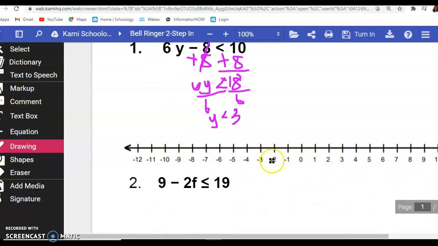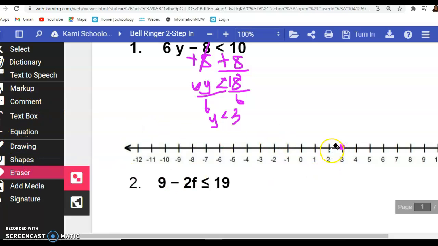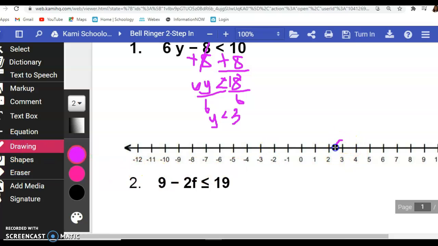All right, so let's come down here, and we have 3, and we're going to plot this 3. We're going to use an open circle because we don't have a line underneath this inequality sign, right? So we're going to use an open circle. Okay, so now we need to know whether we're going to shade in this direction, or if we're going to shade in this direction.